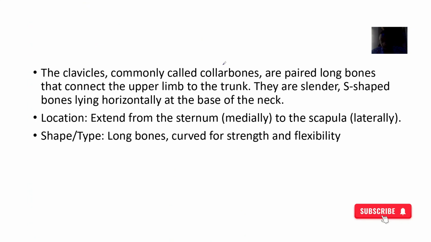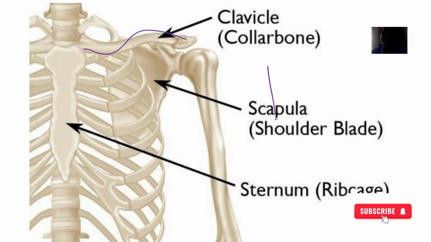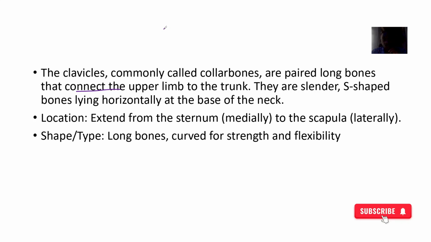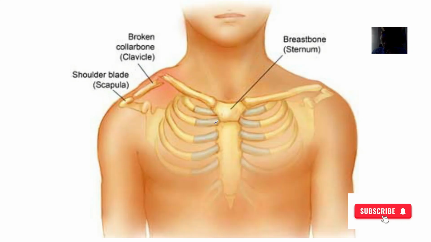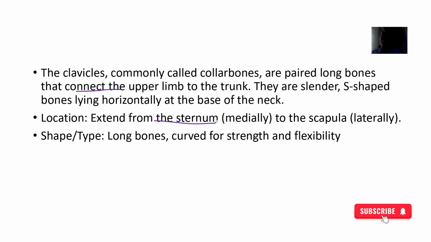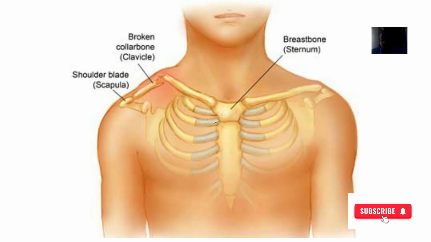They're actually paired long bones, and they connect the upper limb to the trunk. They are slender and S-shaped, just like I was saying. They lie horizontally, so instead of going downwards like almost every other bone, these ones lie right across. As for location, they extend from the sternum medially to the scapula laterally, and they are long bones that are curved because they handle a lot of stress.